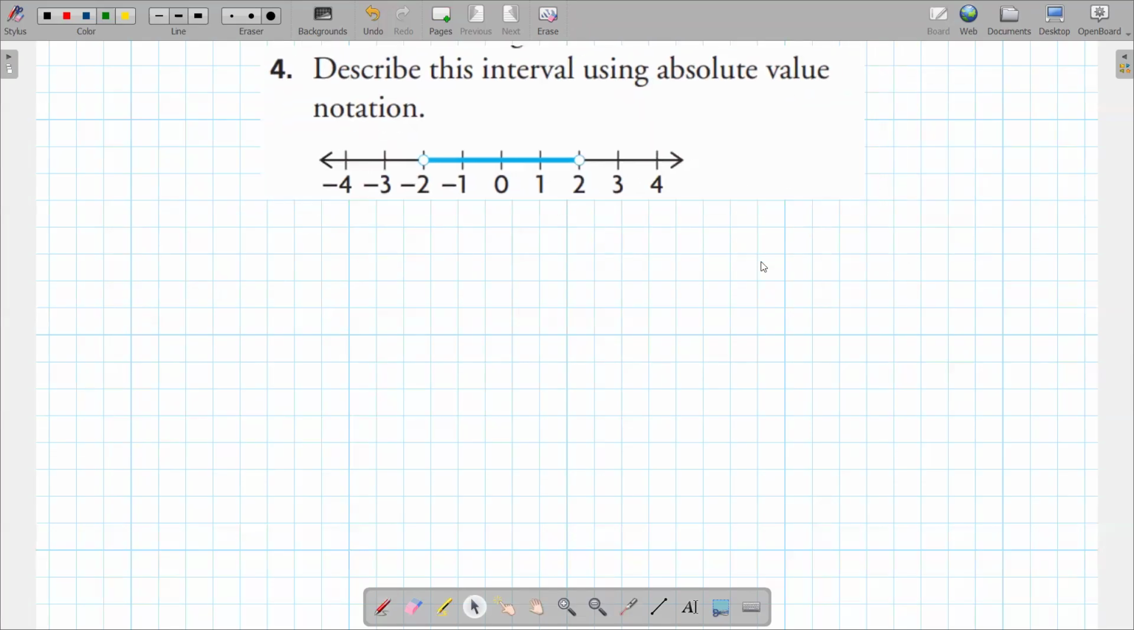We may or may not have done something like this last time. It says, describe this interval using absolute value notation. So what that means is there's going to be an absolute value of x. There's going to be some operator here, usually an inequality. And then on this side, you will have a constant usually.